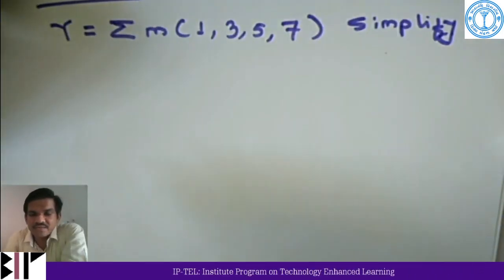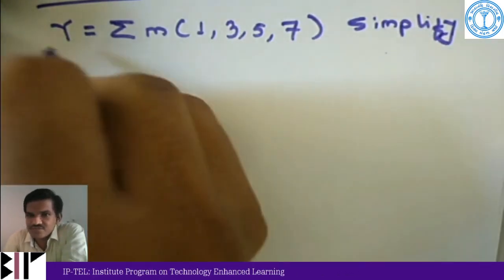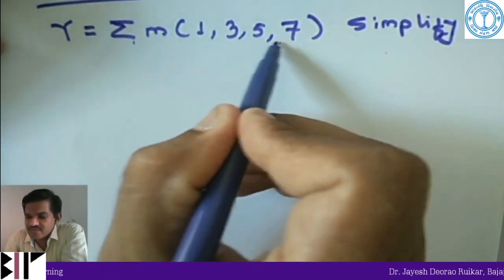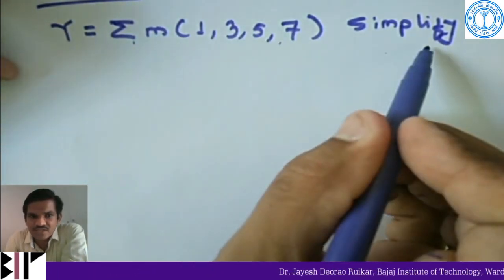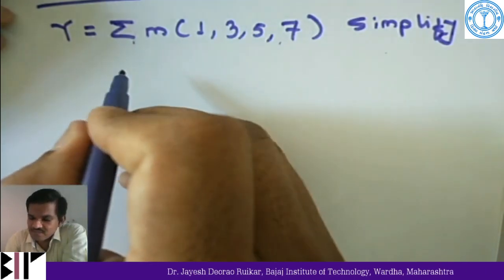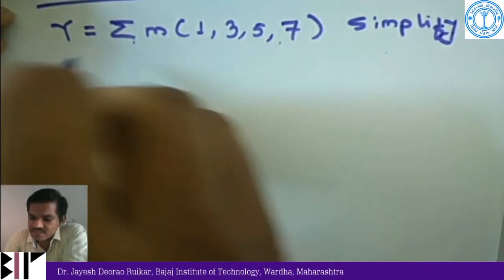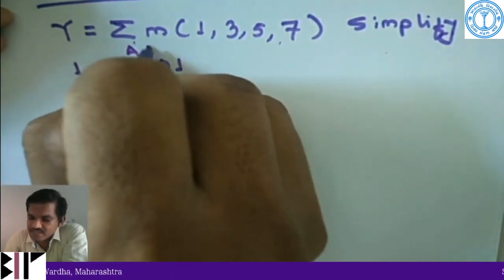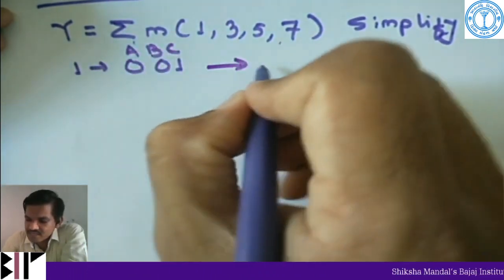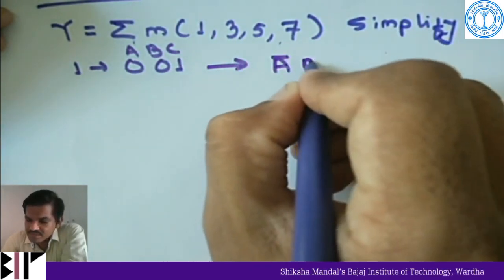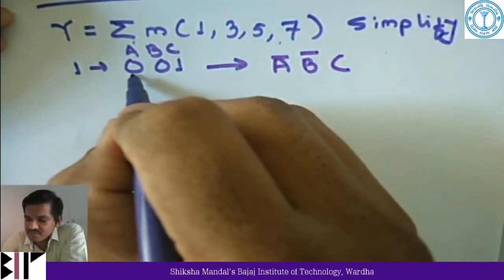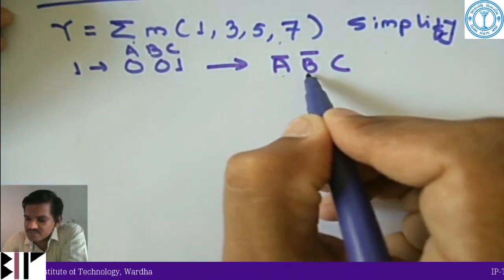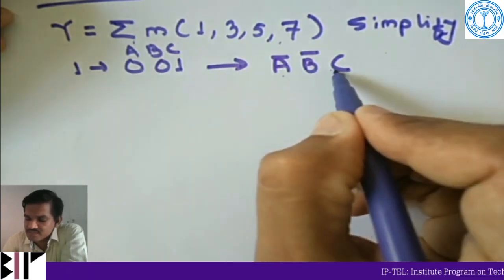Now let us take another example, which is Y is equal to summation of m in bracket 1, 3, 5, 7. So minterms are given and we have to simplify this logical expression. For 1 we will represent it in terms of 0, 0, 1. If we have three variables A, B, C, it can be written as A bar, B bar, C. For 0 we write A bar, for 0 B bar, and for this 1 we write C.